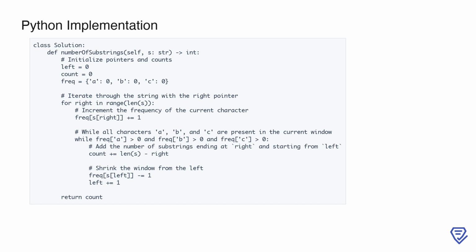Once the window contains at least one of each character, A, B, C, the algorithm calculates the number of valid substrings ending at right. This is done by adding the number of substrings starting from the current left to the end of the string, len(s) - right. To ensure the window remains valid, the algorithm shrinks the window by incrementing the left pointer and reducing the frequency of the character at the left position. This continues until the window no longer contains all 3 characters. The sliding window approach ensures that each character is processed at most twice, resulting in an efficient O(n) time complexity. This makes the solution optimal for large input strings while maintaining clarity and correctness.